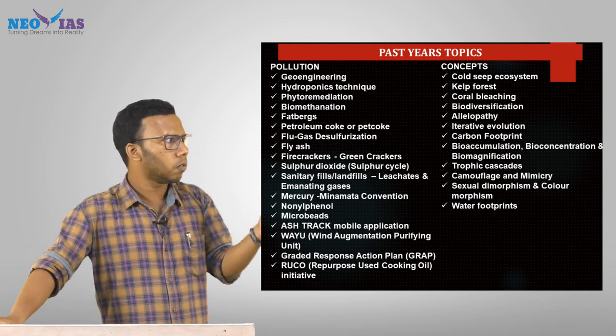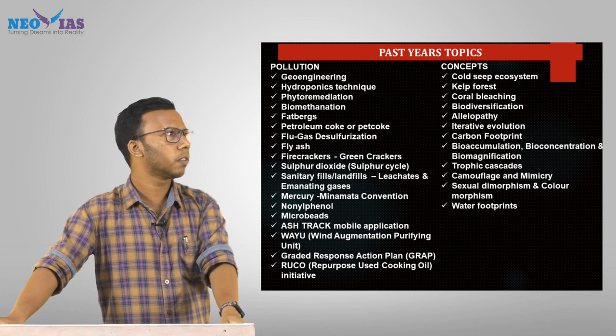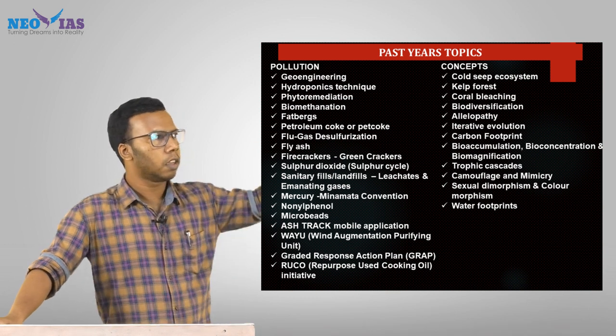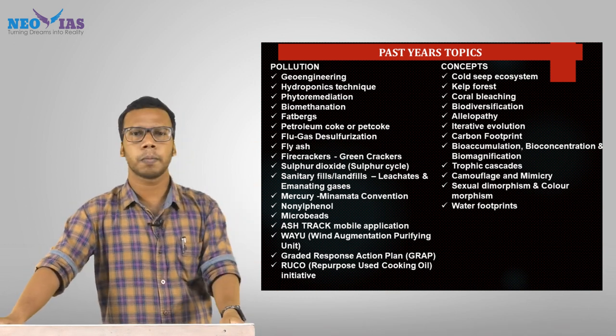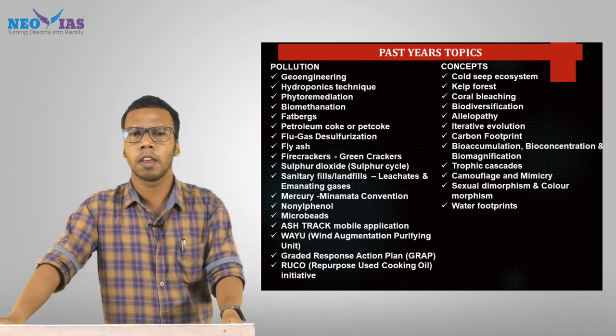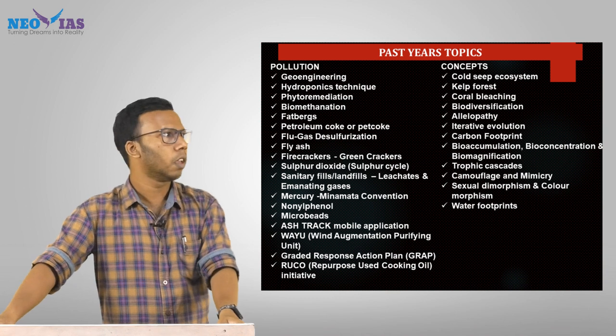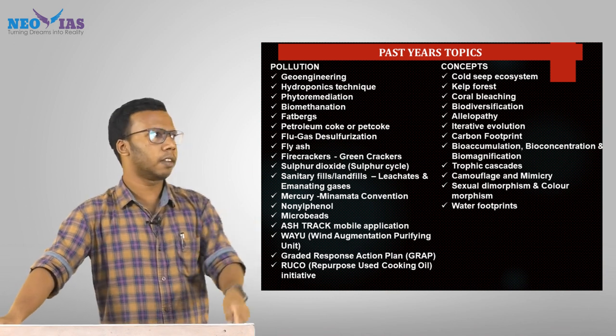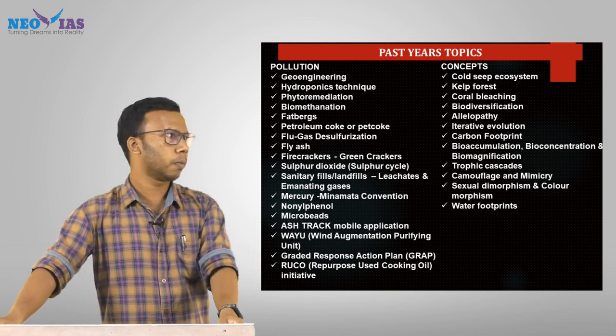in 2018 and 2019. And there are some concepts which were in news like cold seep ecosystem, kelp forest. You need to know what is this cold seep ecosystem and what is kelp forest and where are they located. Then coral bleaching, biodiversification, allelopathy, iterative evolution. So, it's a concept, right?